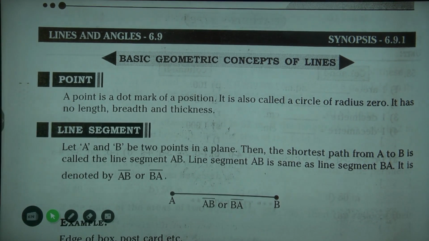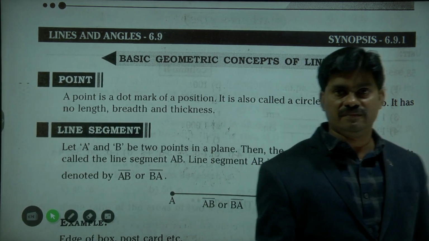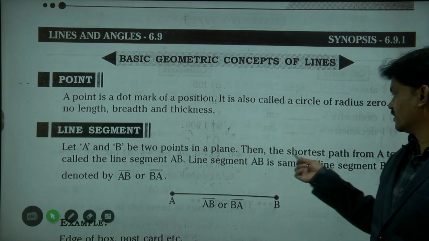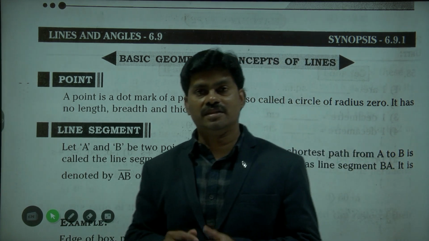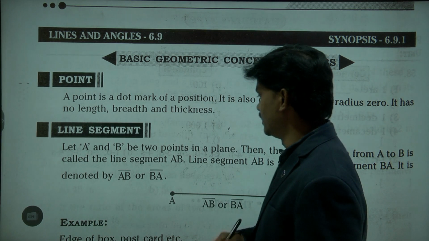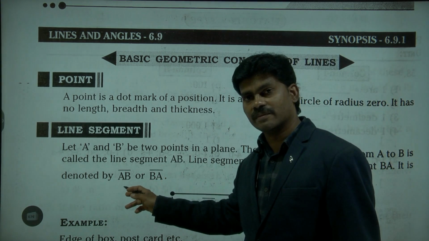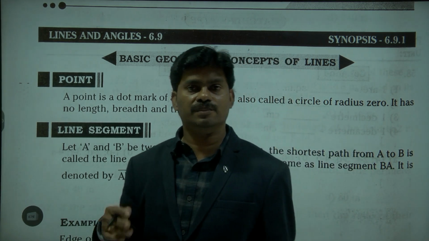So, point. A point is the dot mark of a position. It is called a circle of radius 0. It has no length, no breadth, no thickness. And line segment is the definite length between any 2 points. Just see here, A and B are any 2 points in the plane. Then the shortest path, in the sense of distance, is called a line segment. This is the representation. We represent it as AB or BA. AB or BA, both are the same.